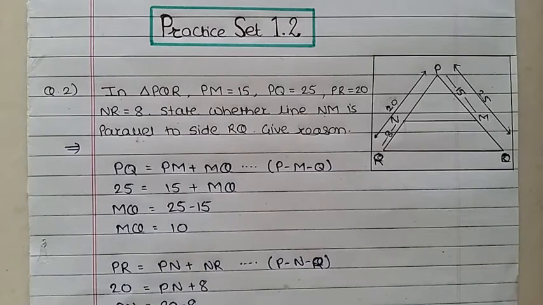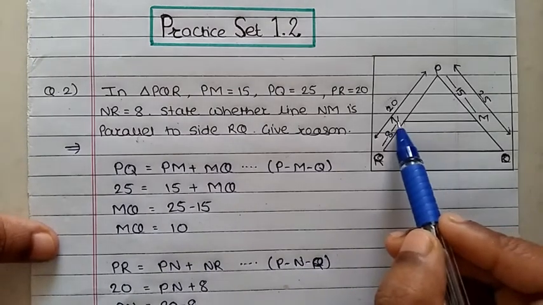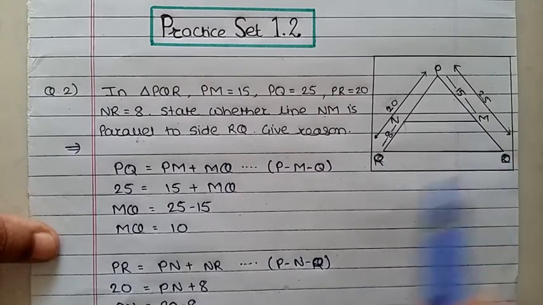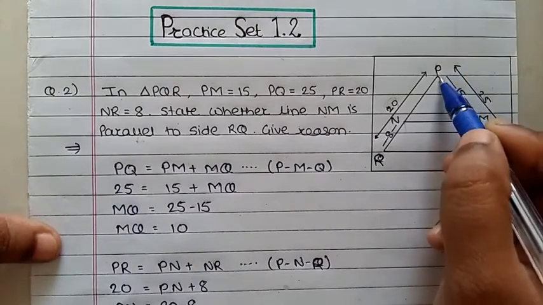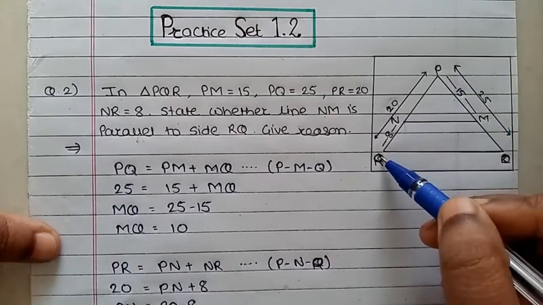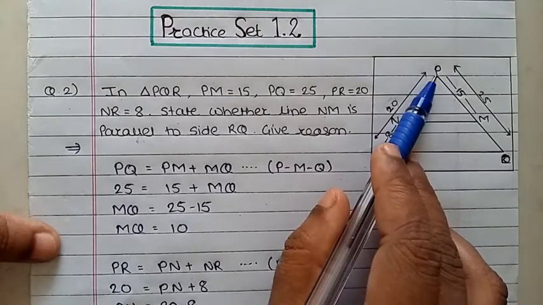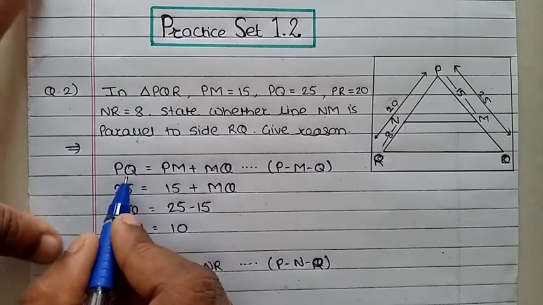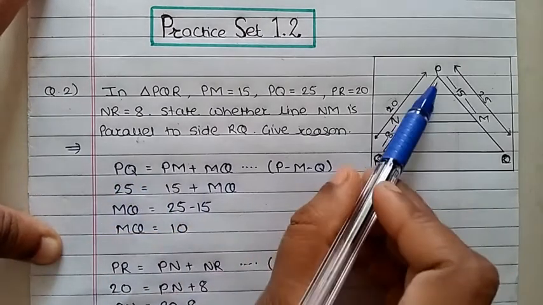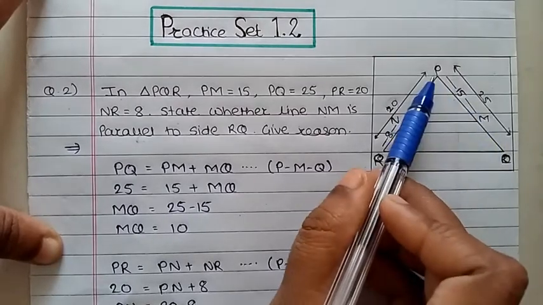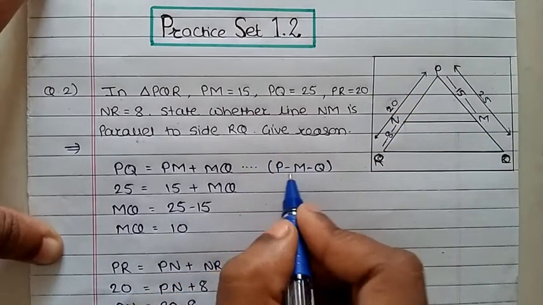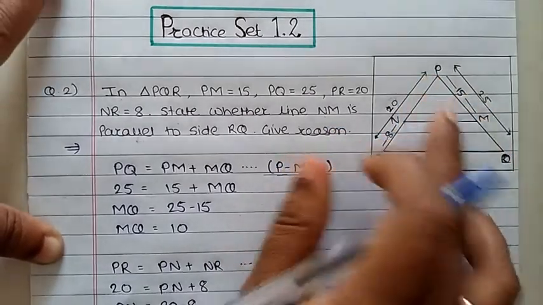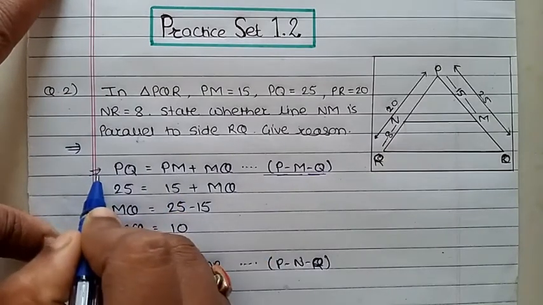We have to show that line NM is parallel to line RQ. So what is given here? The length of PR is 20, the length of NR is 8, and the length of PM is 15. Total PQ is equal to PM plus MQ, because M is in between P and Q. So we can write it like this.